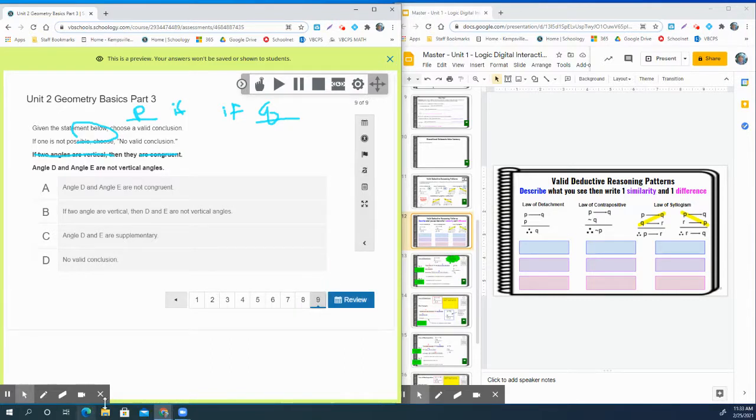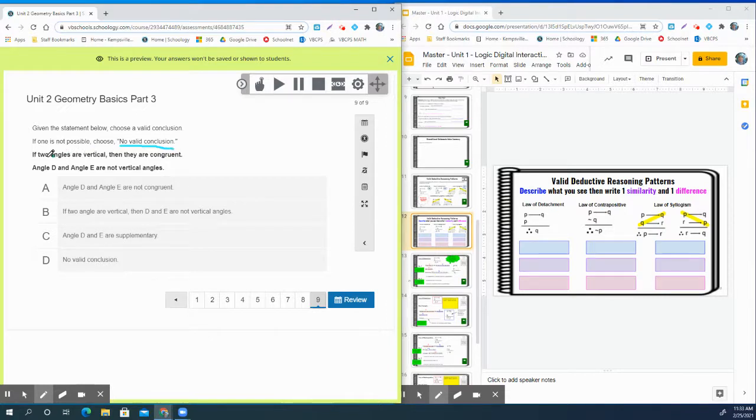Is this question 9? Question 9 is where smart students get in trouble because you start thinking about truth, not valid. Please, when you see valid conclusion, think logic laws. There's only three patterns and it has to follow one of them. It can be valid and not true.